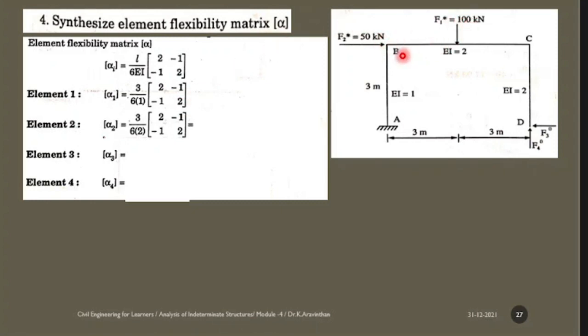See, this is element 2 and you have the same 3 meter distance, 3 by 6 E into I. Now EI is taken as 2. It is given here, hence you have to take 6 into 2. The same way for element 3, 3 by 6 into 2, [2 -1; -1 2]. For the final value, now you can simplify to find the flexibility matrix. Make it common. So here alpha 1 is 3 by 6. What is 3 by 6? You can simplify it as 1 by 2.